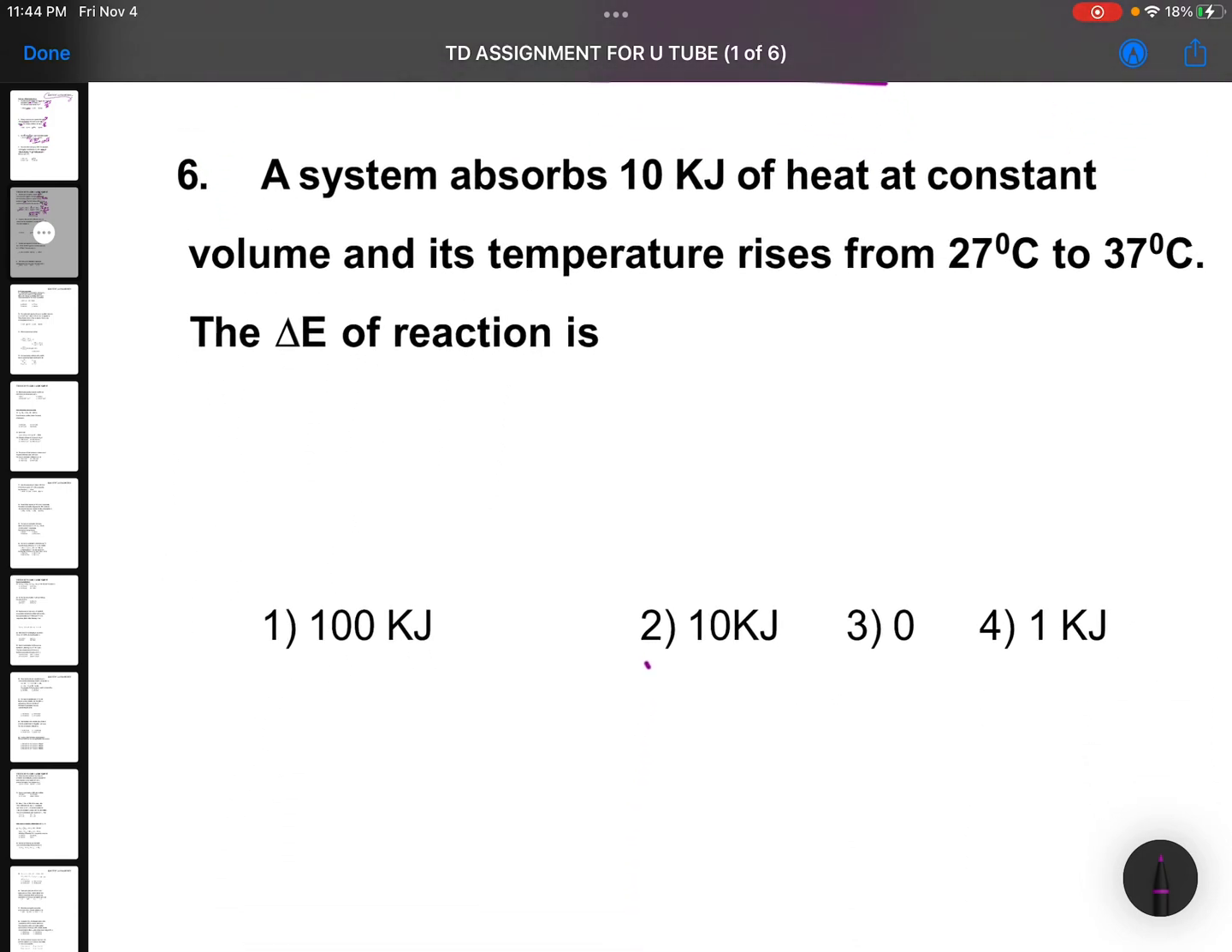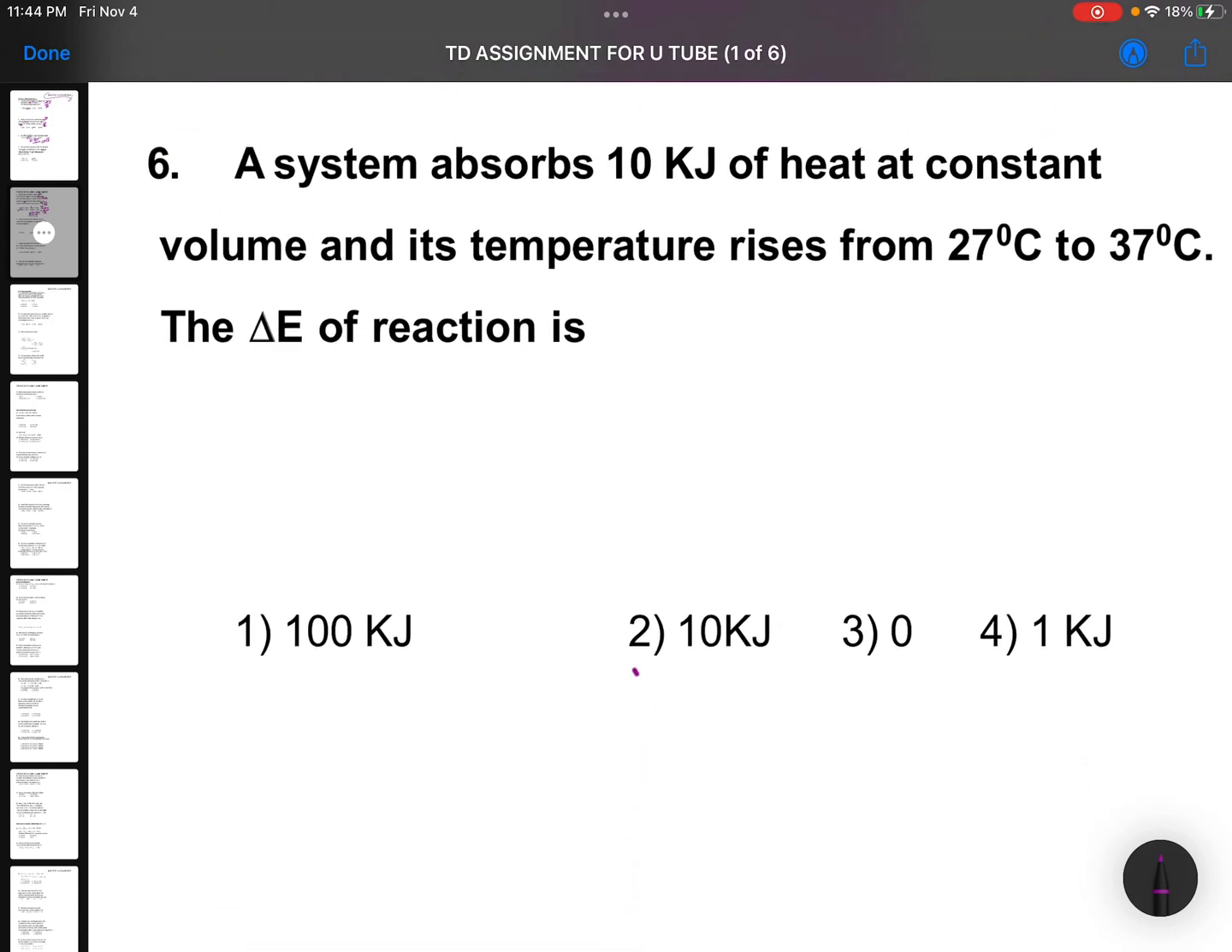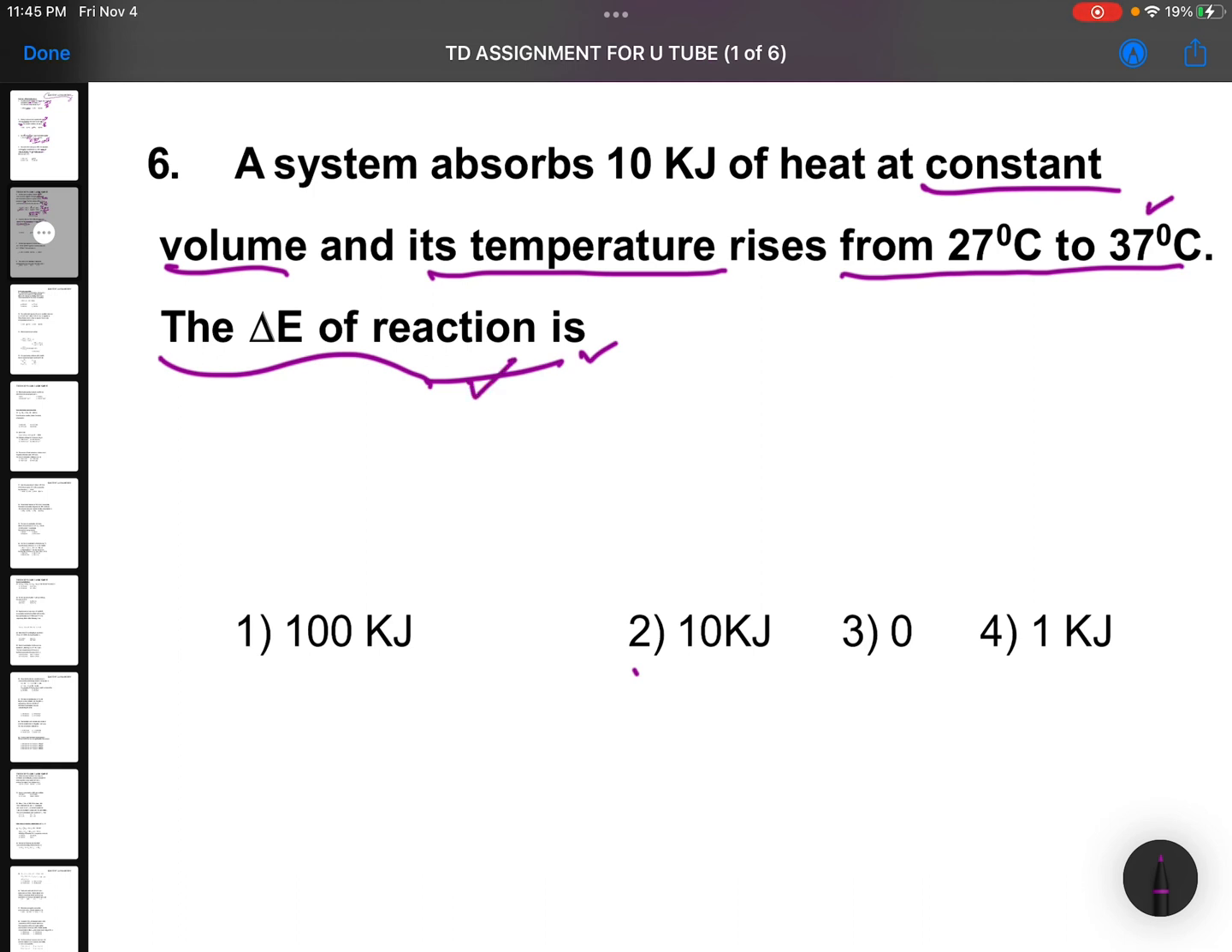A system absorbs 10 kilojoules of heat at constant volume and its temperature rises from 27 degrees Celsius to 37 degrees Celsius. The delta E of the reaction is? Delta E is internal energy change. Internal energy change definitely depends on temperature. So now temperature is changed, so internal energy also changes. And if you are giving 10 kilojoules at constant volume, constant volume means work is not done. When work is not done, whatever energy you are supplying, that is only the change in internal energy.